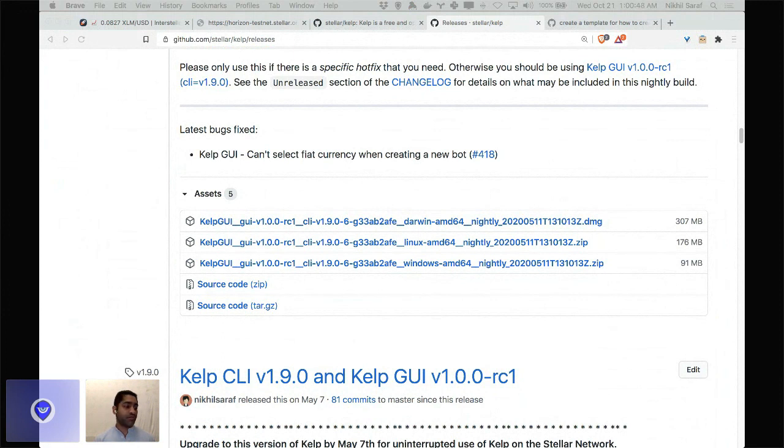Yeah, I would say definitely take some time to look at the Kelp trading bot if you're into automated trading. And you can reach me on Twitter at Nikhil Saraf 9. I'm happy to answer any questions.